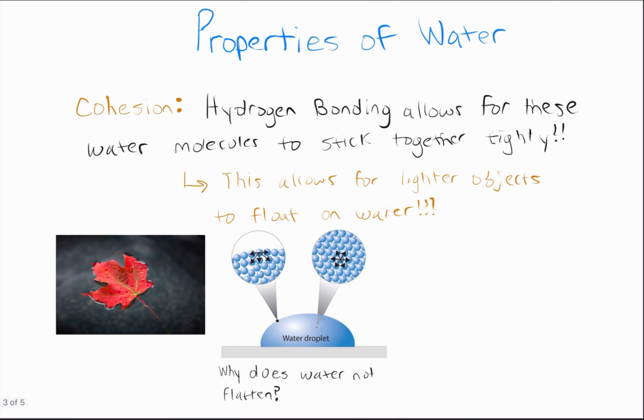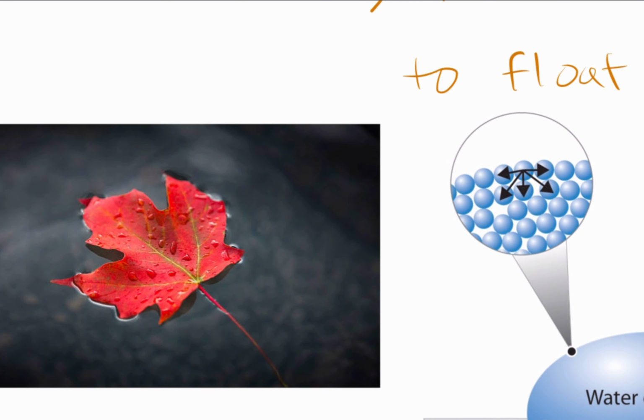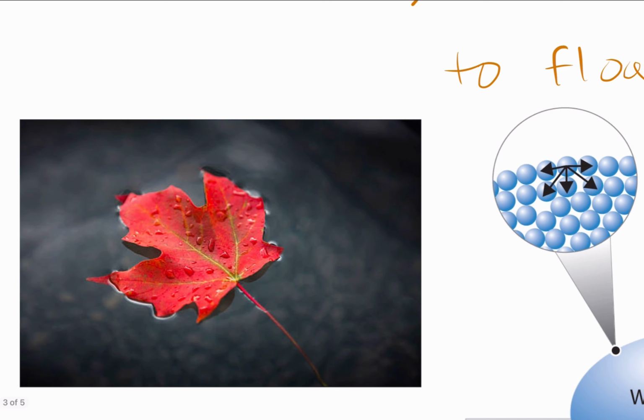If we go into our next slide, I want to talk about properties of water. Some properties of water involve cohesion and adhesion. So let's start with cohesion. Cohesion is basically saying that hydrogen bonding allows for these molecules to stick together very tightly, right? Now, this allows for lighter objects to float on water, for example a leaf, and we even see bugs float on water. Why?